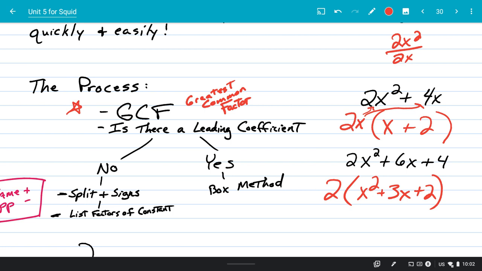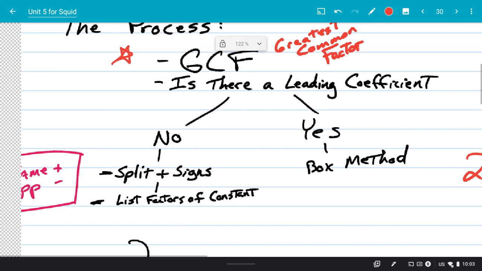Now, that's the very first thing we want to do. We always want to do it because it makes our life easier. It's still possible to factor these things if you don't take out the GCF, but it's terribly difficult. Are you with me? So the first thing we're going to do is look for a GCF. That's something everyone should know.